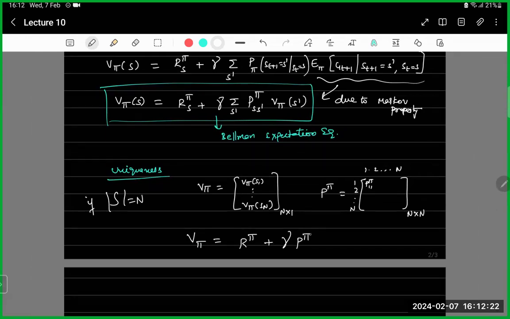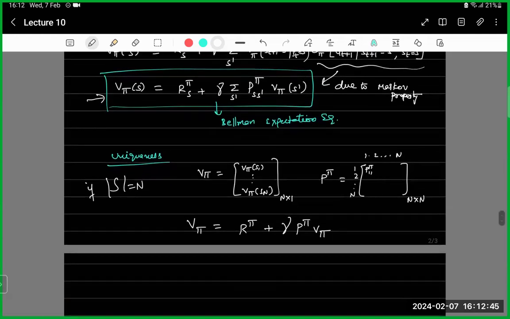You can verify that this will be equal to this. So this set of equations is nothing but this vector equation. V pi equal to R pi plus gamma into the matrix P pi into the vector V pi. You can just verify it. This is what we'll get.